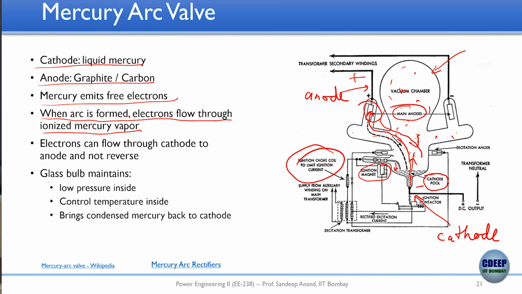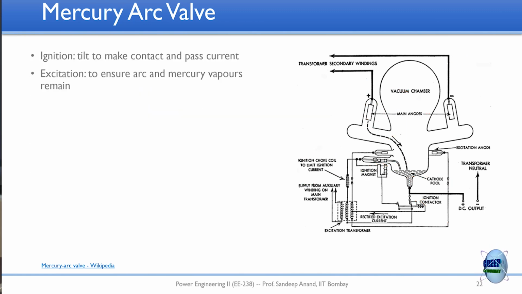Yeah, so you use the glass bulb to maintain the low pressure inside, to control the temperatures inside, and to bring the condensed mercury back to the cathode. So we saw that you can start it initially, and then once a system is started, it will keep operating. But then we wanted something more, right? Not just a diode. We wanted something like a controllable switch. That's the objective we have started with.